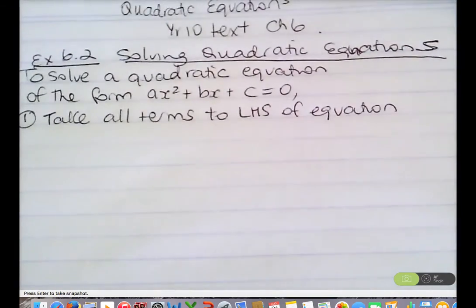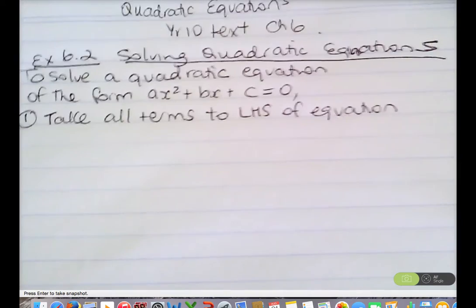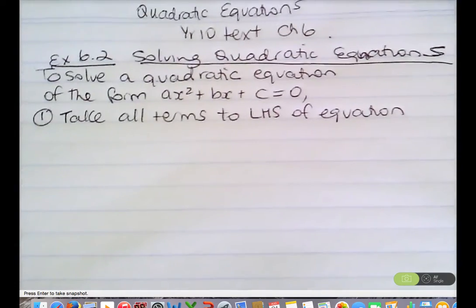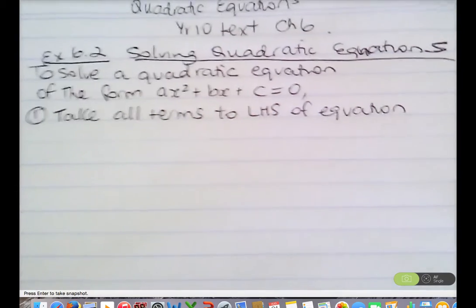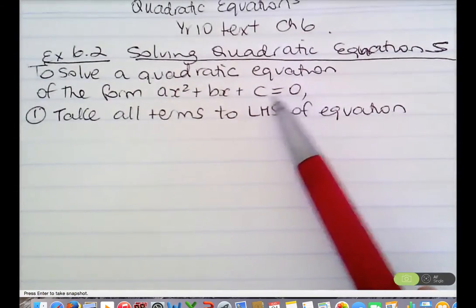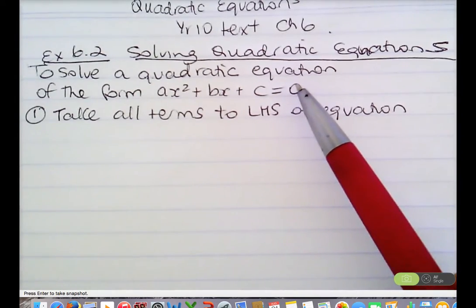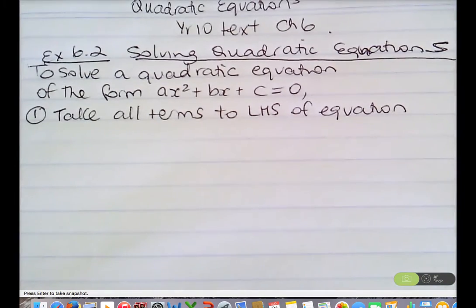So in exercise 6.1, the main thing there was just to see what a quadratic expression was, as long as it's a term that's got an x squared in it. You're going to see by the end of this exercise which ones are quadratic expressions. Exercise 6.2, solving quadratic equations. To solve a quadratic equation of the form ax squared plus bx plus c equals 0, that is always the form of a quadratic equation. You need to know that's the general form. Ax squared plus bx plus c equals 0, as long as a does not equal 0.